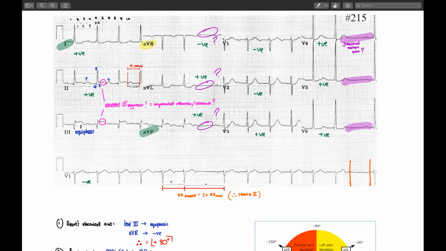So in lead 3 and AVF, we do have a pathological Q wave. And immediately, as we already marked it, we do have ST elevation as well. The biggest ST elevation is in lead number 3, then AVF and lead 2.